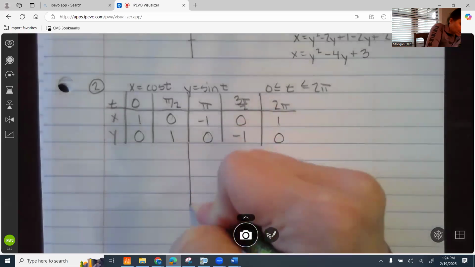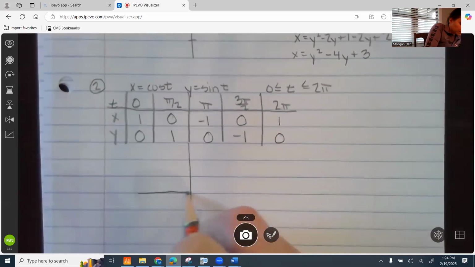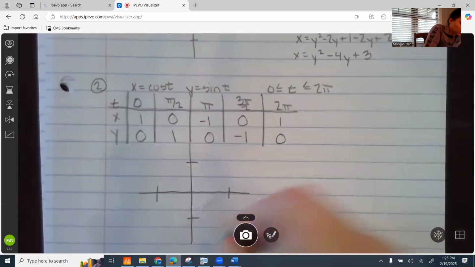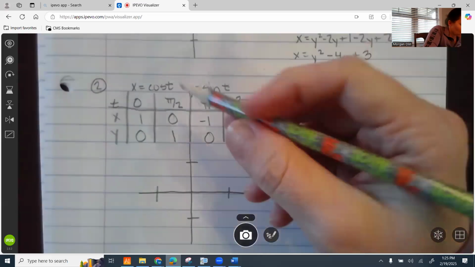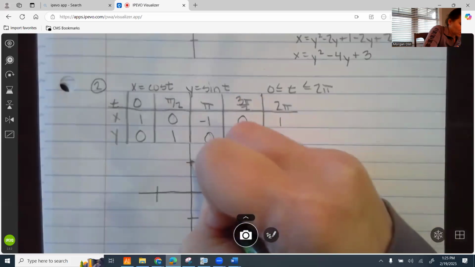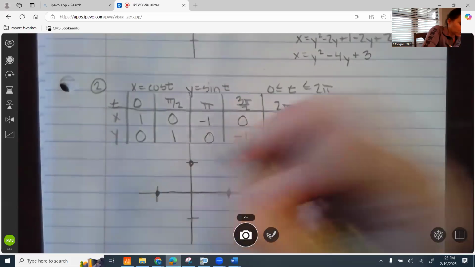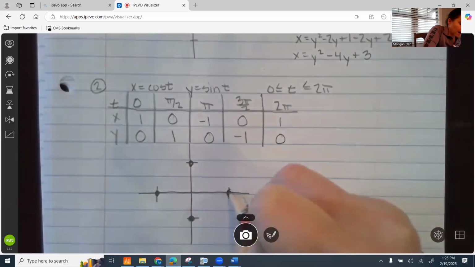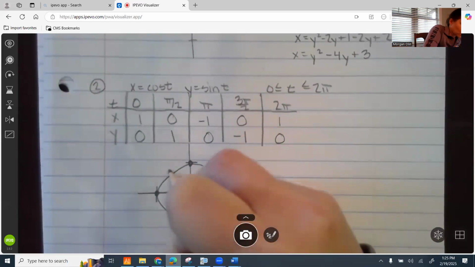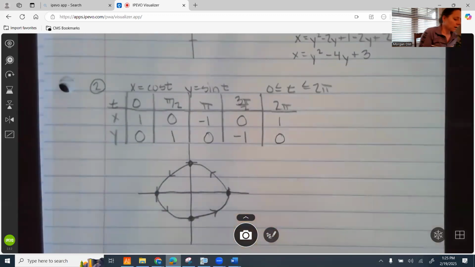Let's go graph this right here. I notice it only goes out to -1 and 1. When I look at this, we have 1, 0; 0, 1; -1, 0; 0, -1; and then back here. So I'm doing it this way. Don't forget to put your arrow so you know which direction you went. So it's something like that. And what does that look like? It actually looks like a circle with radius 1.